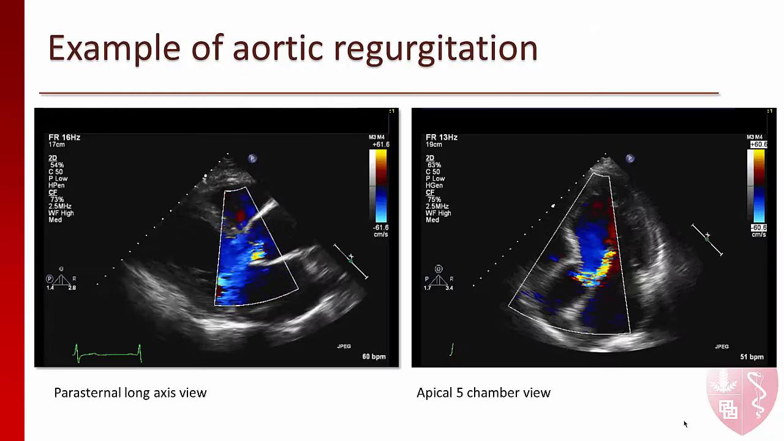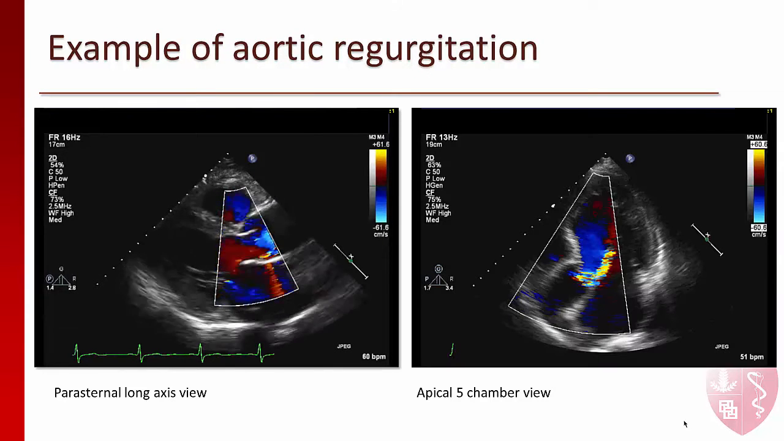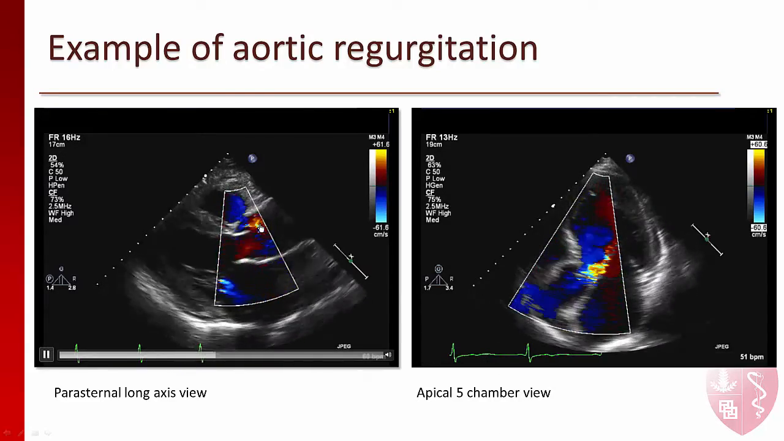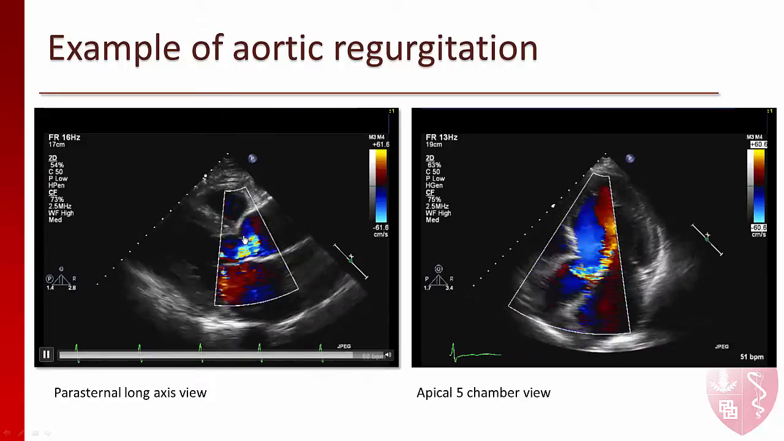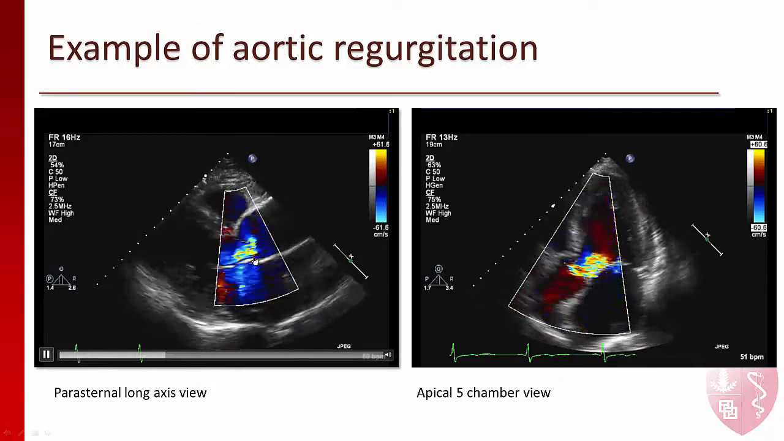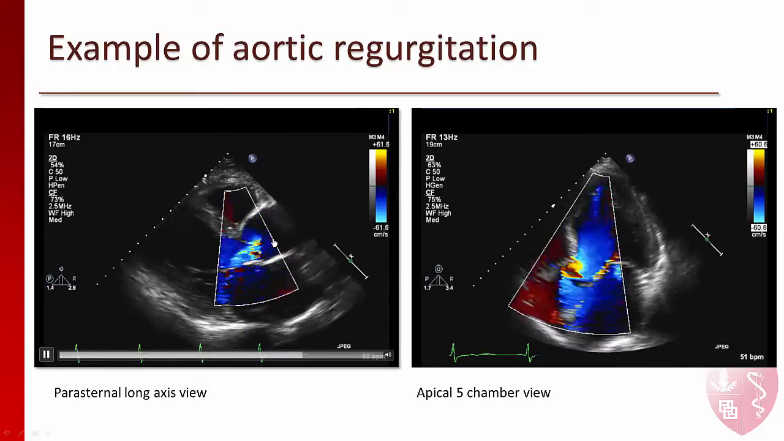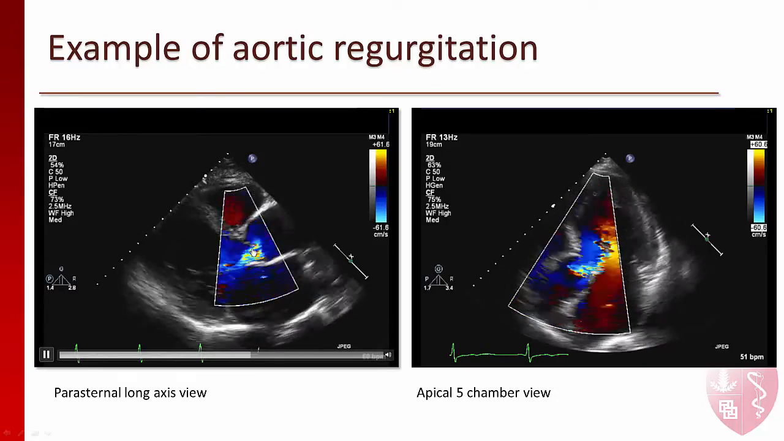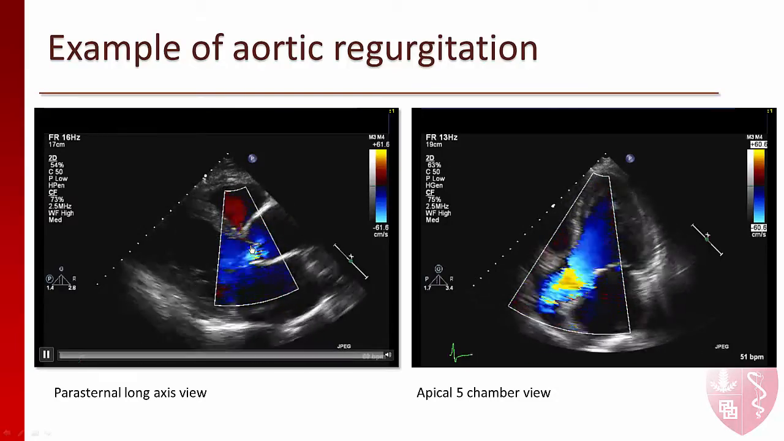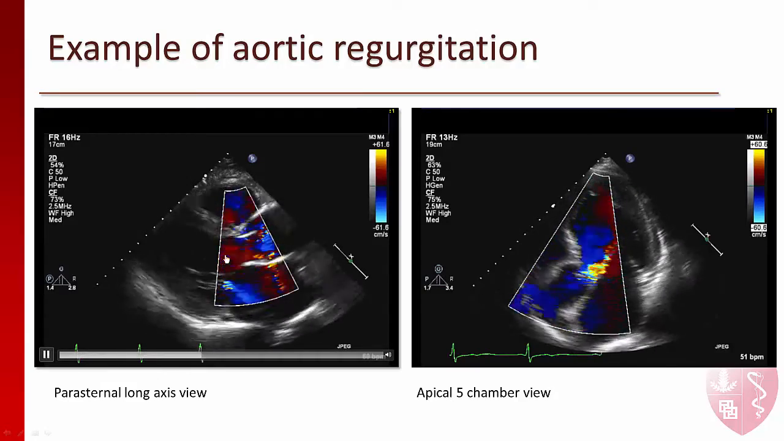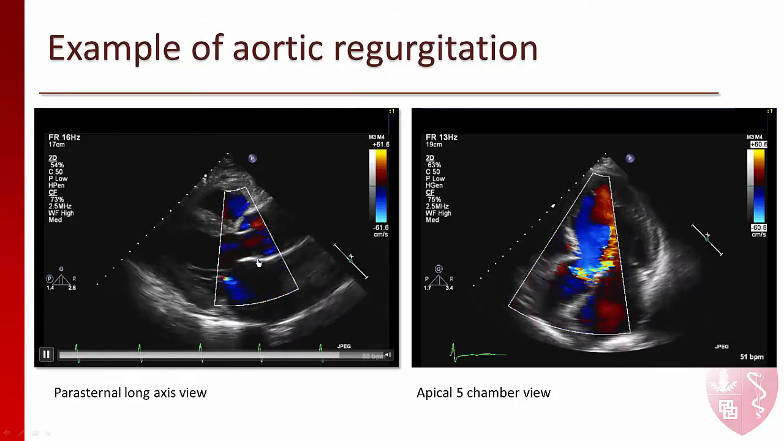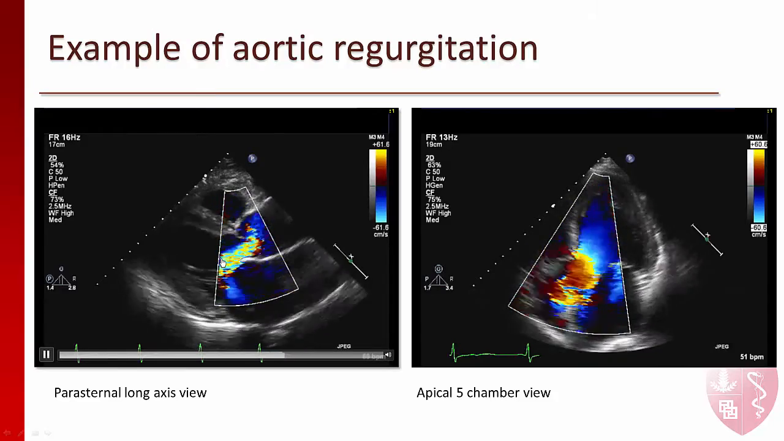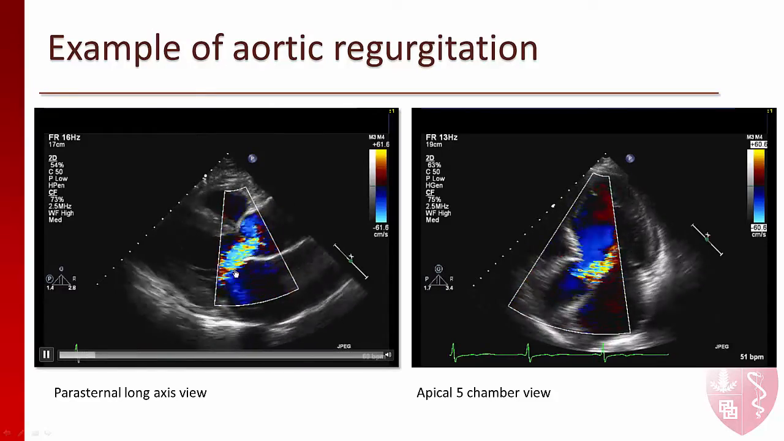Here is an example of an aortic regurgitation. On the left of the screen, you can see the parasternal long axis view with the aortic valve within the color sample, and you can see some flow, which is high velocity because you have aliasing, which is directed from the aorta to the left ventricle during diastole. So when the aortic valve is closing, you have that regurgitant flow, which is coming backwards into the left ventricle.